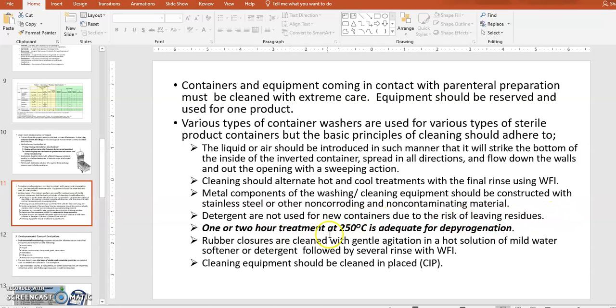1 or 2 hours of treatment at 250 degrees Celsius is good for depyrogenation, and the toxin should be removed. And rubber closure systems are cleaned with gentle agitation in a hot solution of mild water softener or detergent, followed by several rinses with the WFI water. And cleaning equipment should be cleaned in place. Makes sense, right?